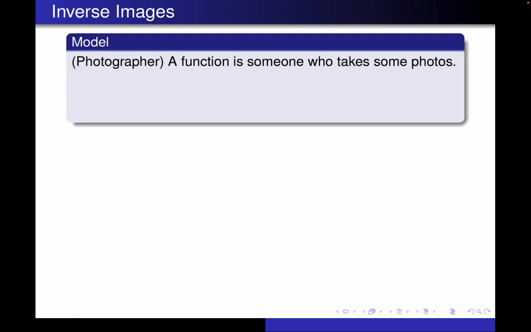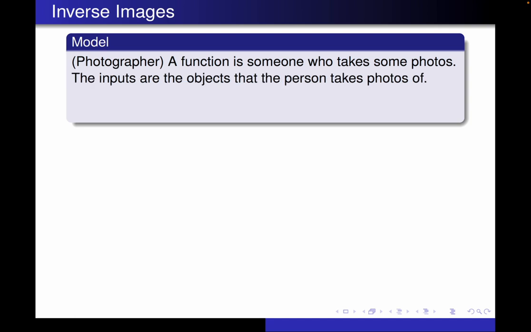So I told you who the function is. I've got to tell you who the inputs are and who the outputs are. The inputs to our function are the objects that a person takes photos of. So a person takes photos of some objects that are in the pictures. And then the outputs are the photos themselves. So inputs are objects, outputs are photos of the objects that you're taking the picture of.